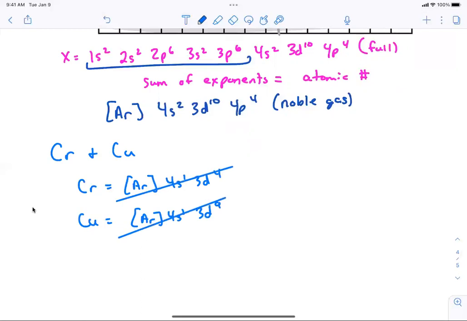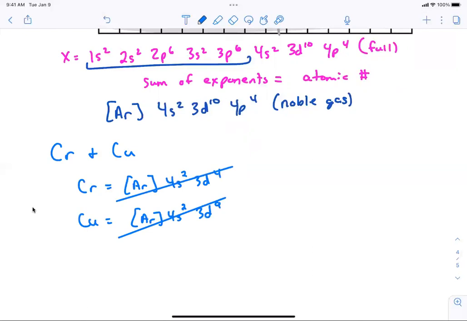Oh, sorry, 4s2. I'm sorry. I was mixing up the right value and the wrong one at the same time. Okay, 4s2 3d4 and 4s2 3d9. Anyways, that's the way you would think it would be normally written.